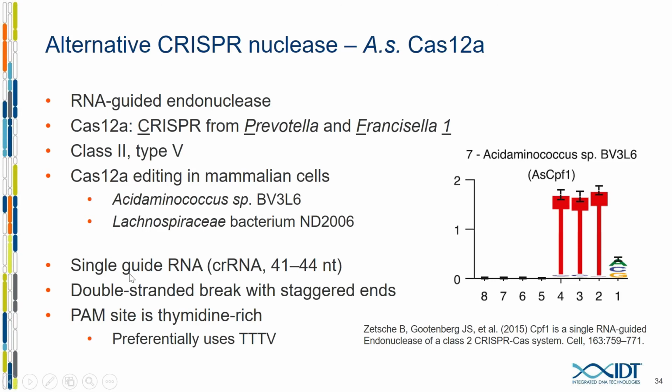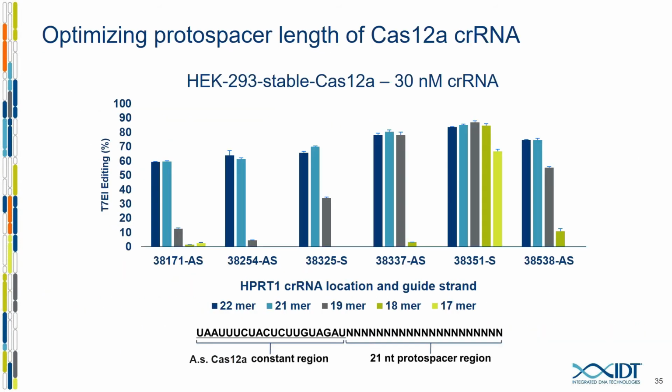Unlike Cas9, which exists natively as a two-part system, this is a single guide RNA facilitated system. The double-stranded breaks that are made with this system leave staggered ends instead of blunt cuts with Cas9. And the PAM site is located on the 5' end of the target instead of the 3' with Cas9. And the PAM sequence is actually a triple T V, or any triple T that is not followed by another T. So very, very different from the NGG PAM.